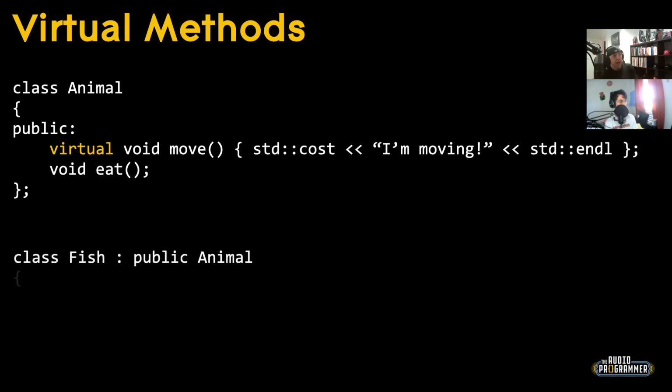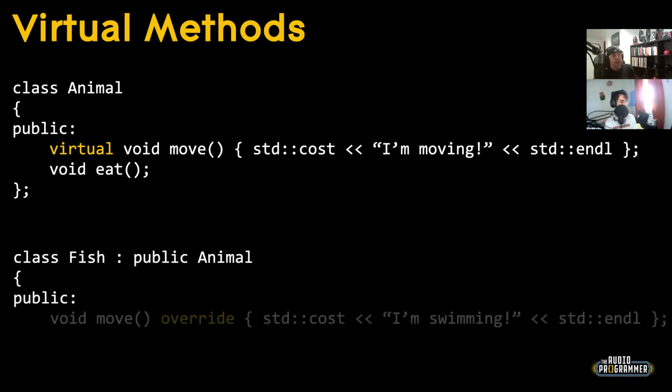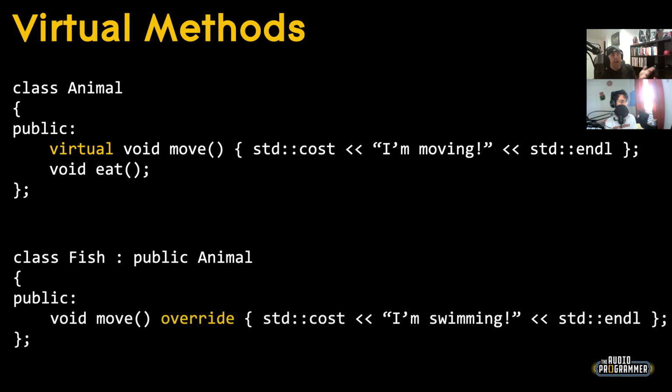Now we have this class called fish. It inherits animal. And now we have a move function and we have another keyword called override. And once again, this should be cout, not std::cout. And we have I'm swimming rather than I'm moving. So do you see what's happening there?